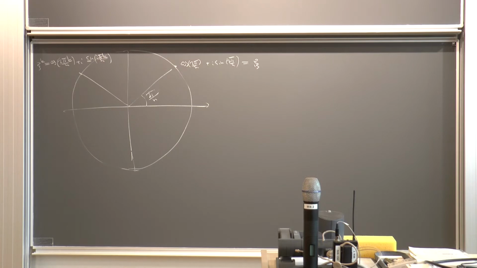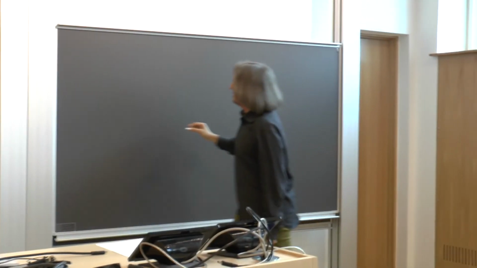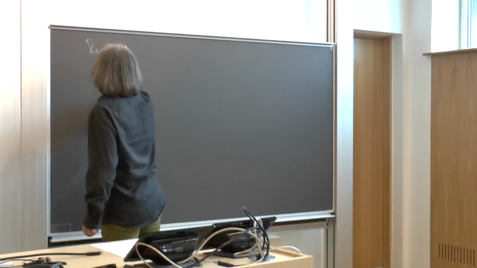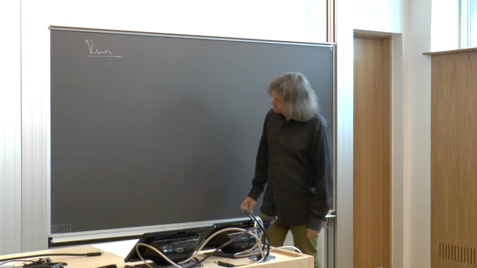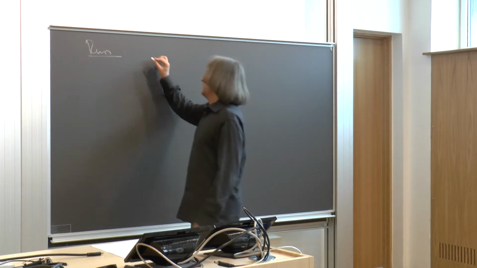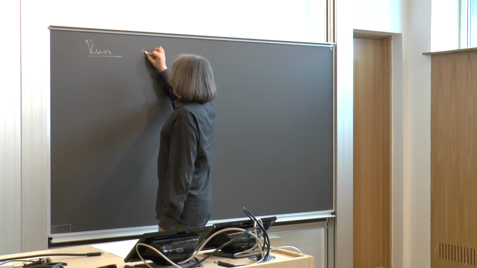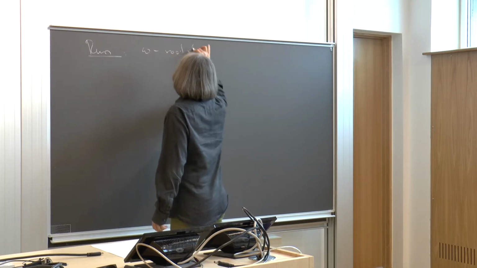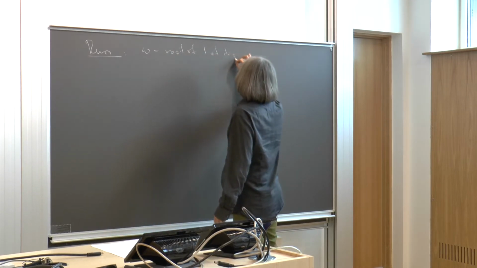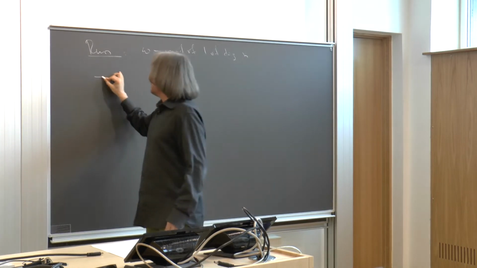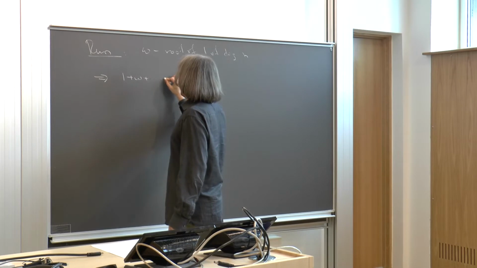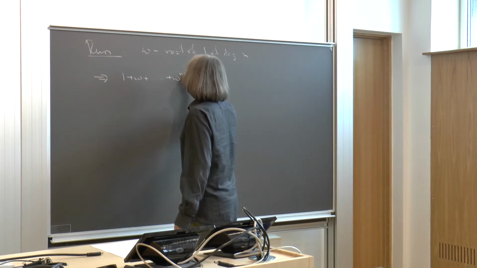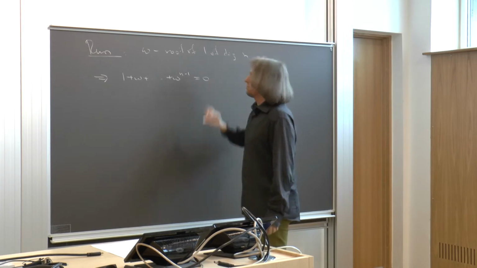One important observation, which actually gets us closer to the problem: if omega is a root of 1 of degree n, it follows that 1 plus omega plus so on plus omega to the power n minus 1 equals 0.